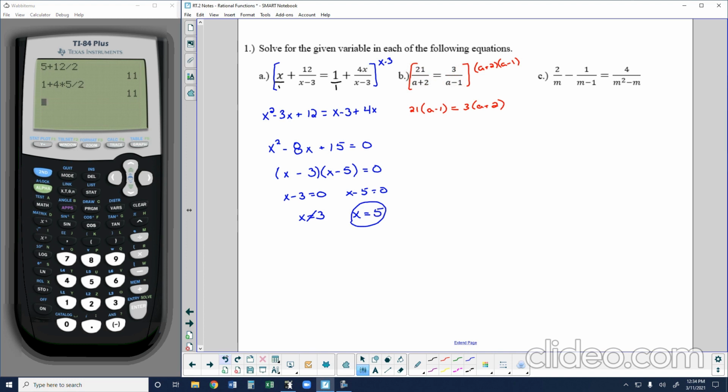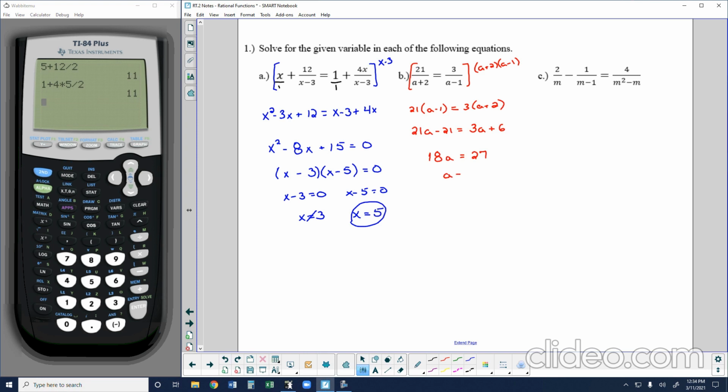And I could subtract 3a from both sides to give me 18a. Add 21 to both sides to give me 27. Then I would divide by 18. So I would get 27 over 18, which reduces to 3/2. So I have a single solution for this rational equation, and it would be 3/2.